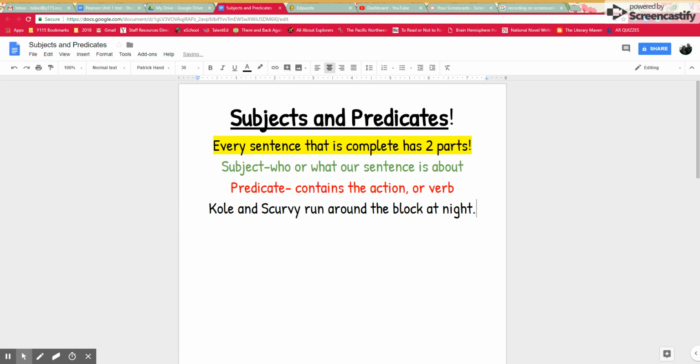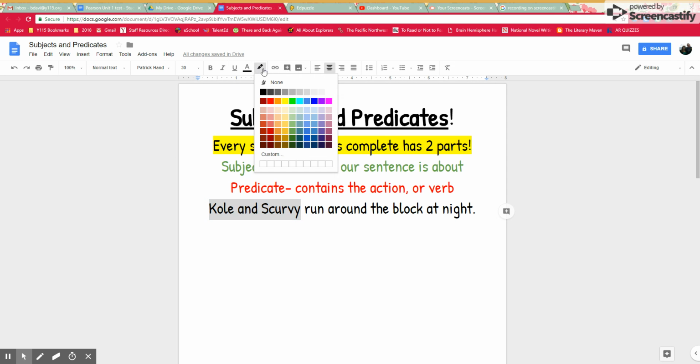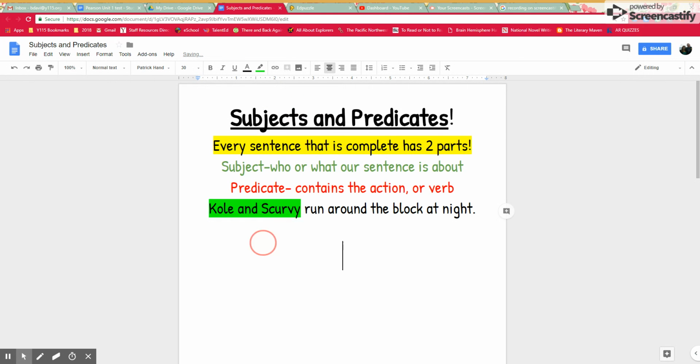So what we need to do is identify our subject and our predicate. If we look back at our green right here, it says that our subject is who or what our sentence is about. So if I look through my sentence here, I'm going to notice, well, right at the beginning here, Cole and Scurvy, those are who's, those are people. What is a dog? So we can go ahead and highlight that green. Cole and Scurvy are our subject.